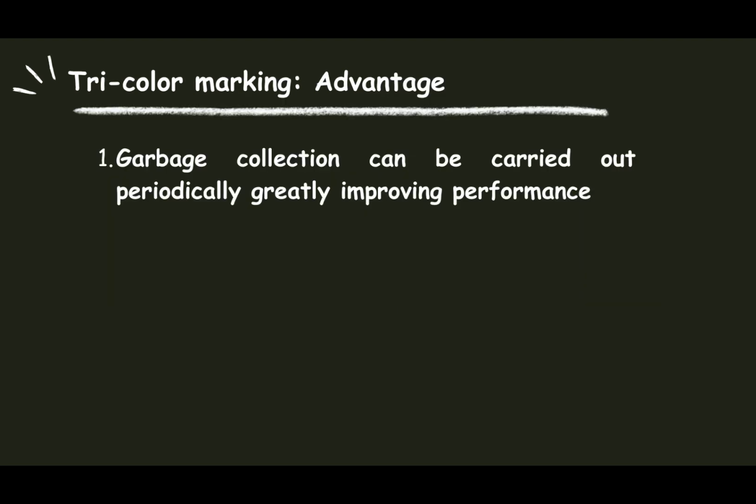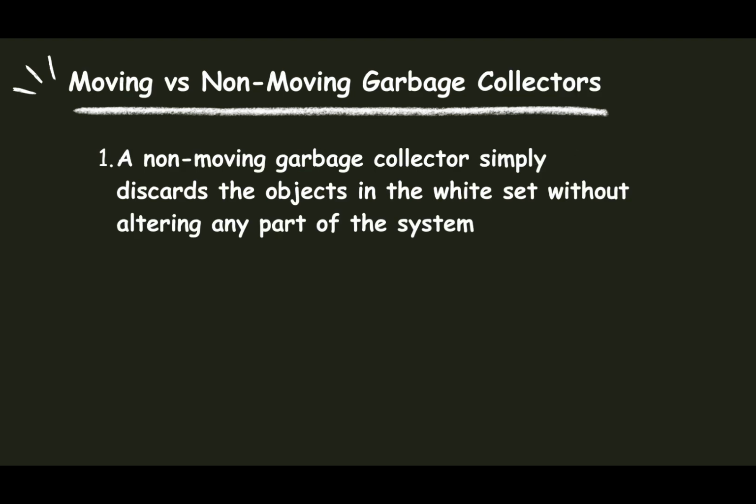The tricolor method has one important advantage. It can be performed on the fly without halting the system for significant periods of time. The system can perform garbage collection periodically rather than as needed, and the need to touch the entire working set on each cycle is avoided. The garbage collector may simply discard the unreachable objects and leave other parts of the system the way they are, and this type of garbage collector is known as a non-moving garbage collector.